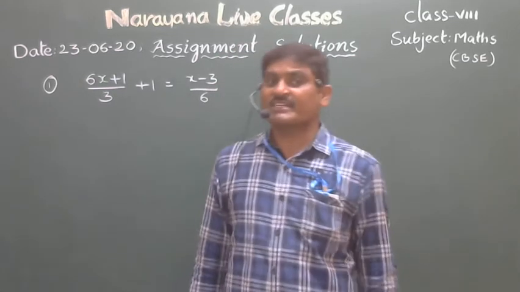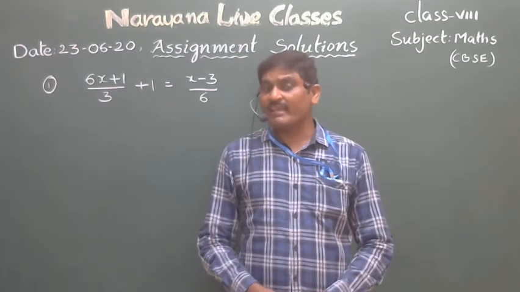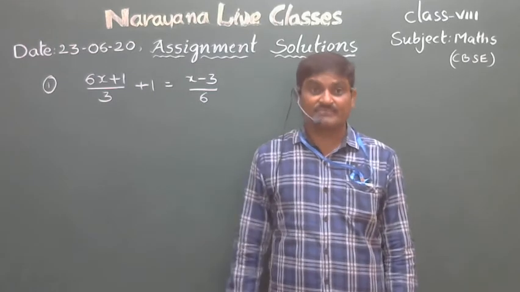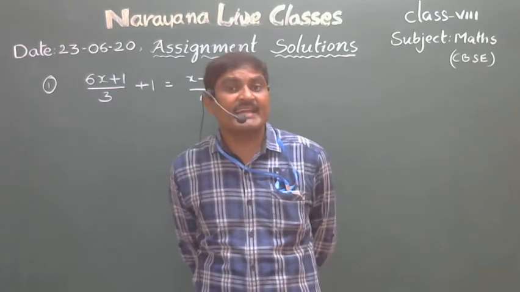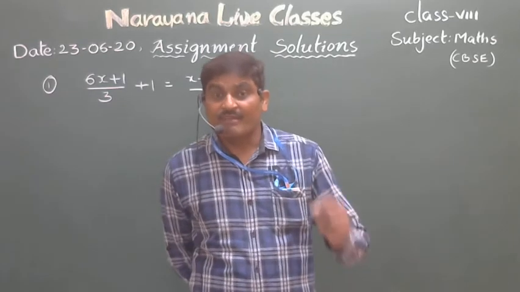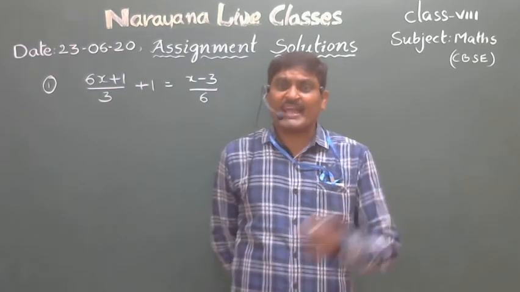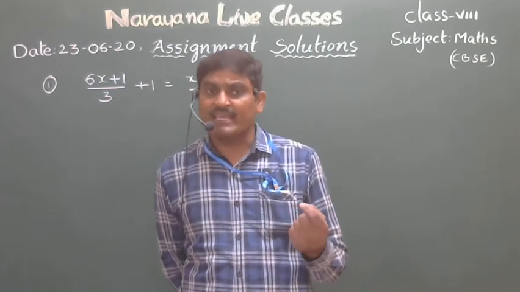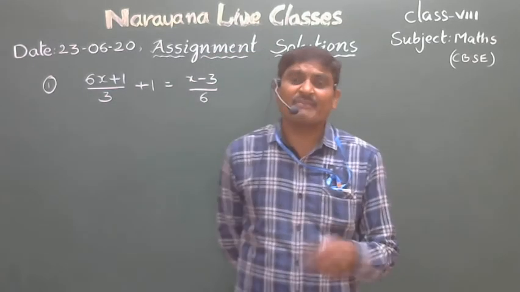Now the first question is: solve (6x+1)/3 + 1 = (x-3)/6. Here, on the left hand and right hand side we have fractions. When we have fractions, first we will try to eliminate the fractions. Then our simplification becomes easy. How can you eliminate the fractions? Multiply with the reciprocals.